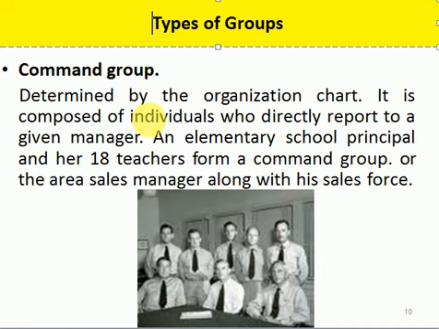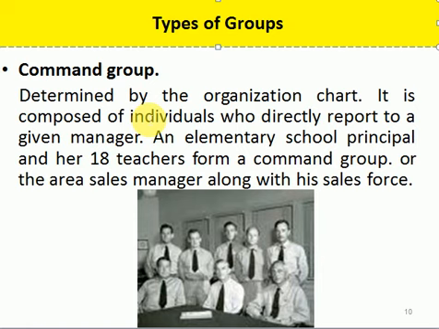So whatever comes from the principal should be performed according to the statement that has been given by the principal of the school. The 18 other members of the organization, directly influenced by the top level management, are responsible to the school principal. The 18 teachers will give the report to him. So such a group that is formed in an organization is called a command group.